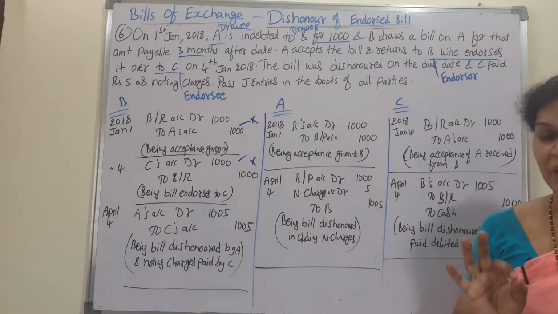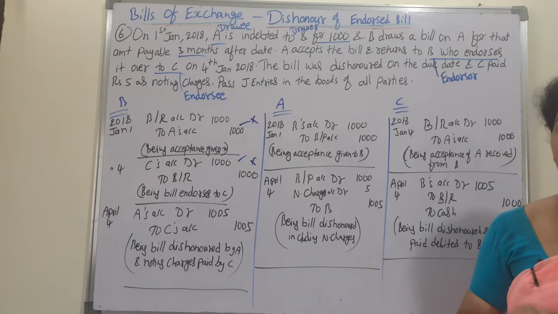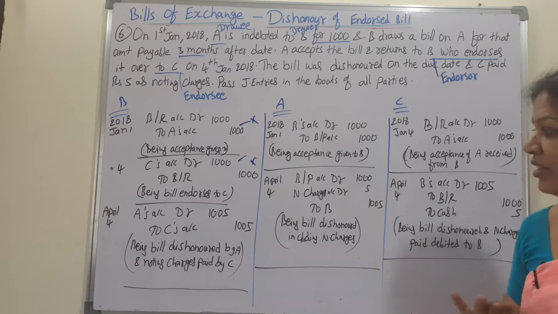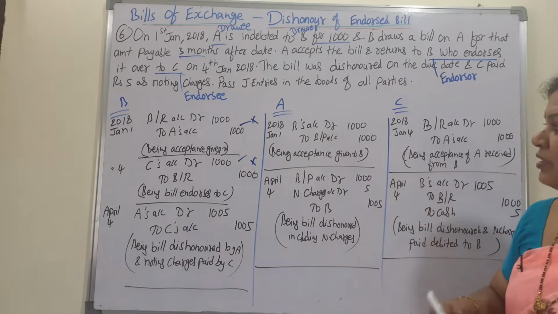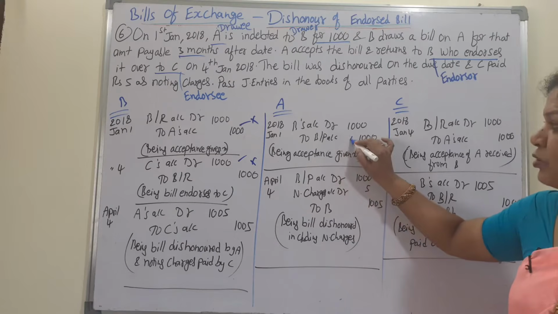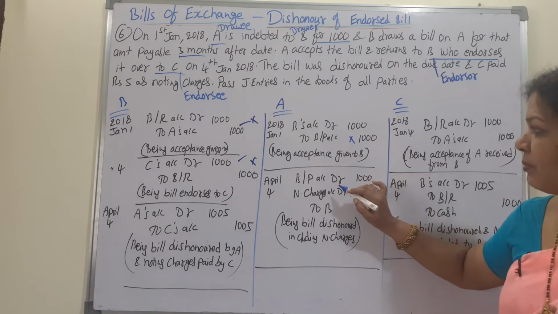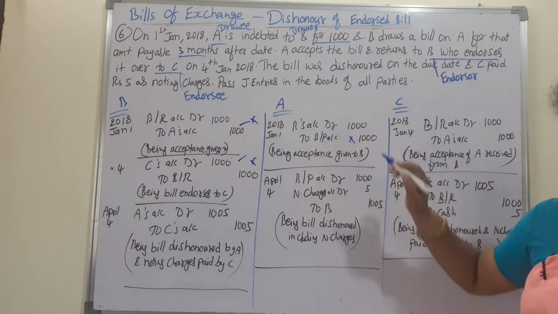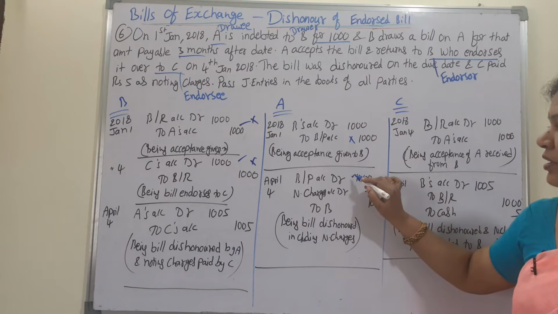This entry is over. Then after that, when it is dishonored, the dishonor entry will be for bills payable, which was already recorded for acceptance. When it is dishonored, this has to be cancelled. For cancellation, bills payable will be taken on the debit side. Credit to debit it comes.